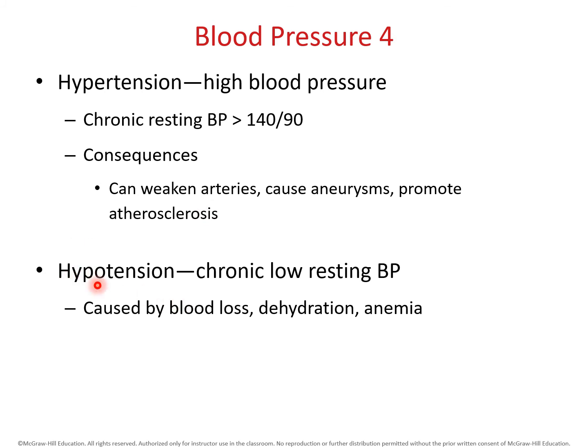atherosclerosis. Hypotension, on the other hand, is chronic low blood pressure. Now, when the blood pressure is really low, it can cause poor perfusion into the brain and organs, and it can lead to multiple organ failure if all organs don't get enough blood, right? Because the blood pressure is too low. And this can be caused even by blood loss, dehydration, anemia as well.